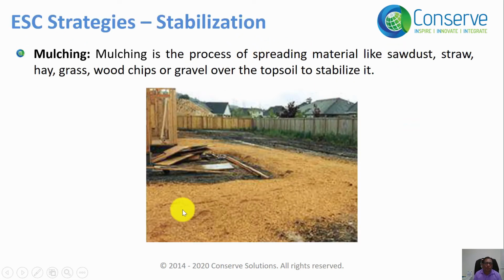Mulching is covering the topsoil with an organic layer. Mulching is the process of spreading materials like sawdust, straw, hay, wood, etc. over the topsoil to stabilize the topsoil. This is used for walkways in the construction site.